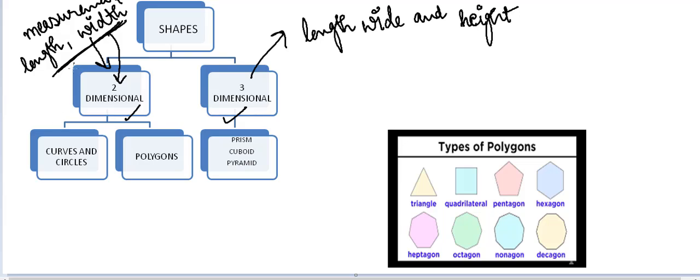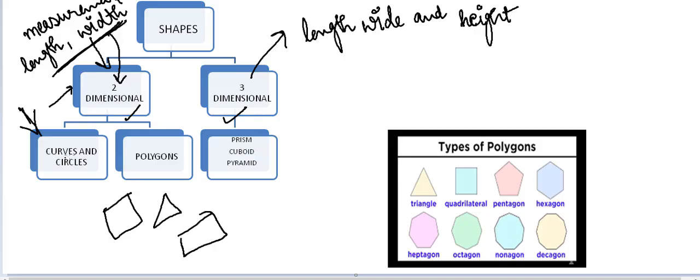For two-dimensional, we have a very common example, that is curves and circles that we draw on our notebook. Rectangle, triangle, square, all are two-dimensional shapes. Two-dimensional shapes are basically divided into two types, that is, first one is curves and circles and the second one is polygon. Now let us understand these two.